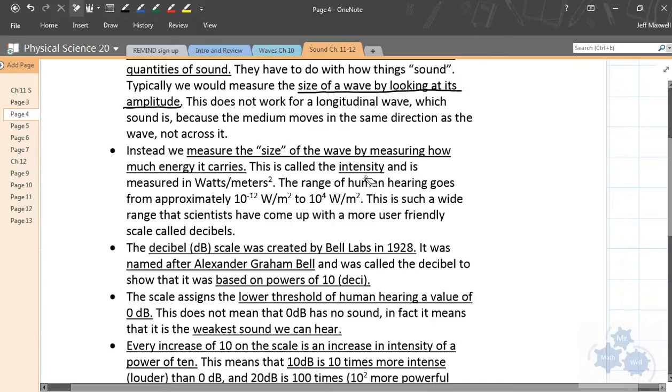So this is the intensity, and it's measured in a pretty weird combined unit, watts per square meter. Watts per square meter. So you'll see this written like this in your textbook, and you should probably write this down, measured in watts per meter squared or per square meter. And this is what the unit looks like, capital W for watts. The range of human hearing goes from approximately 10 to the negative 12 watts per meter squared to 10 to the positive 4.